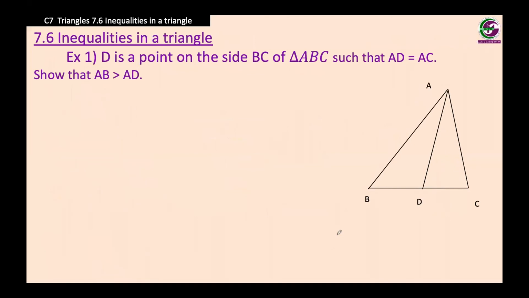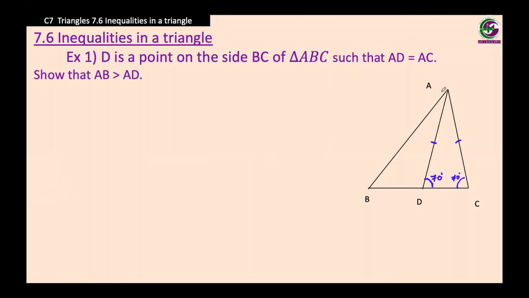Here we are given D is the point on the side BC of a triangle ABC, such that AD is equal to AC. These two sides are equal, which means triangle ADC is an isosceles triangle, and you know, in an isosceles triangle, two sides are equal. At the same time, two angles are also equal, which are the base angles. So let us say this is 70 degree, then this angle will also be 70 degree, just as an example. Now the question is to prove that or show that AB is greater than AD.